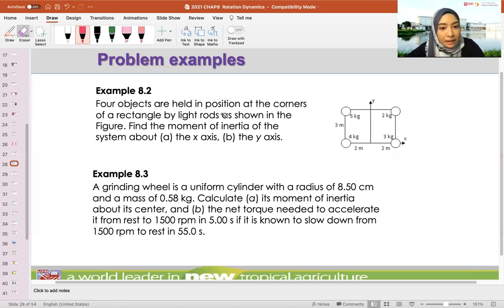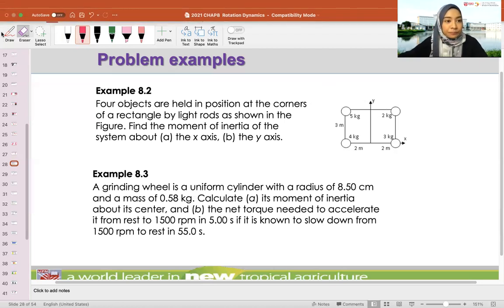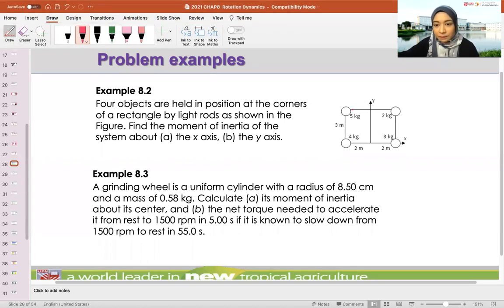So 4 objects are held in position at the corners of a rectangle. So there are 4 objects here, or 4 particles. You can see that. Of a rectangle by light rods. They are held in position by light rods. So it's saying that these things don't just suddenly appear hanging. Rods that are very, very light. By light, they meant to say you can ignore the moment of inertia.